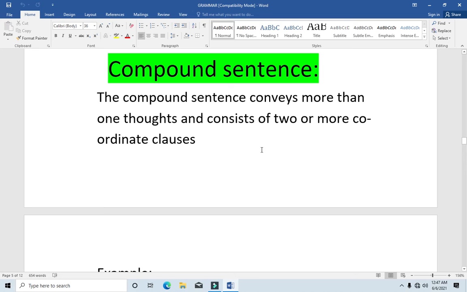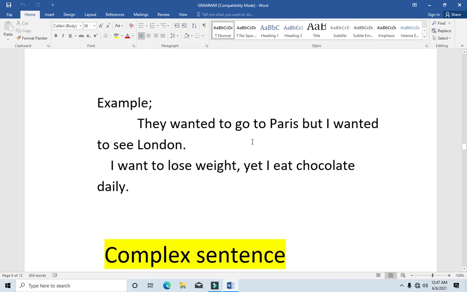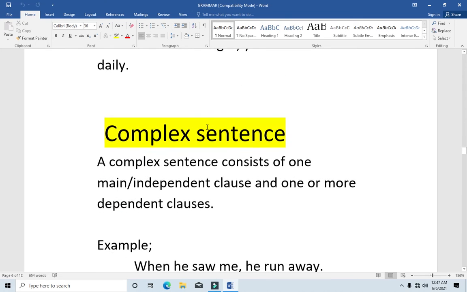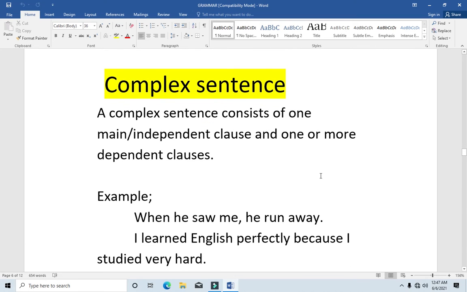Now the other topic is compound sentence. Definition: the compound sentence conveys more than one thought and consists of two or more coordinate clauses. For example, they wanted to go to Paris but I wanted to see London. The other example, I want to lose weight yet I eat chocolate daily. These two examples convey more than one thought and consist of two or more coordinate clauses.